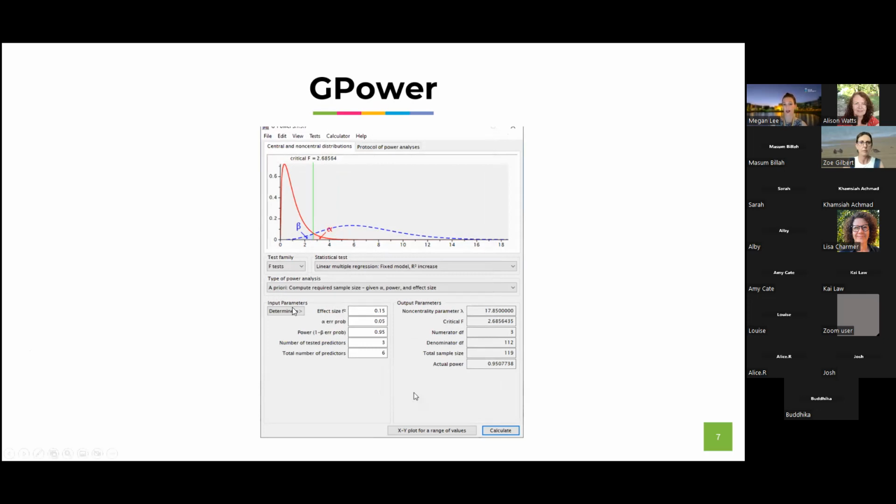But always talk in collaboration with your supervisors about what effect size you are interested in and what power ratio. This one's done on 95 and the total sample size is 120. So the more power that you are looking for in your data set, the more participants you will need.